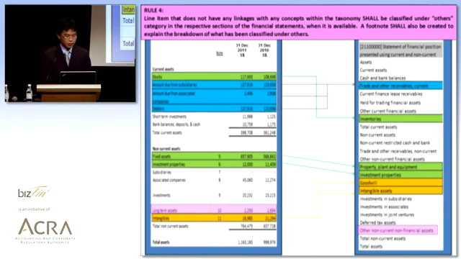So in this case, the example here, long-term assets, after going through rule 1 to rule 3, cannot be categorized anywhere. It shall be mapped to other non-current, non-financial assets.